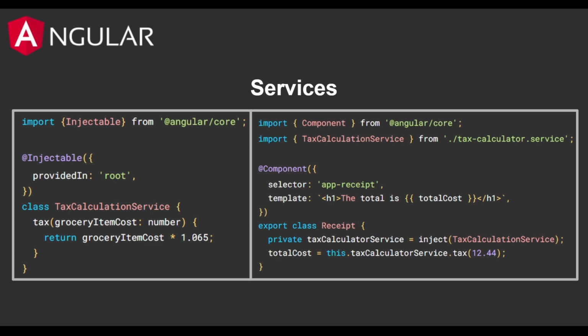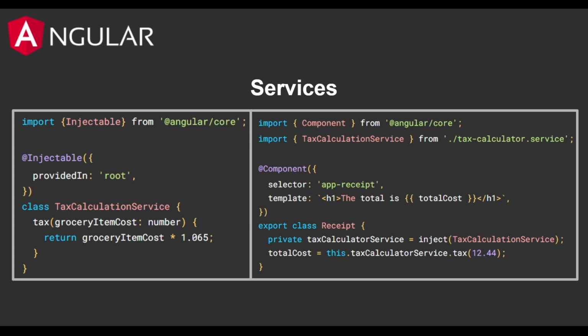Below is an example of a tax calculation service. On the left is the service, and in the class is a tax method that takes a variable called groceryItemCost, which is a number. It then multiplies that by 6.5% tax and returns that number.